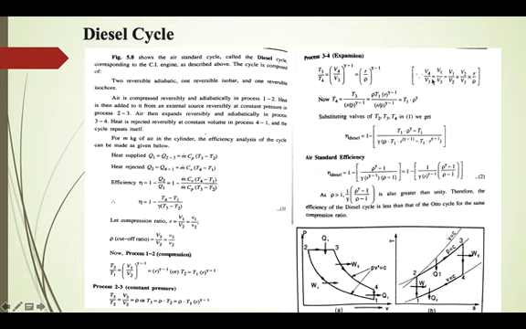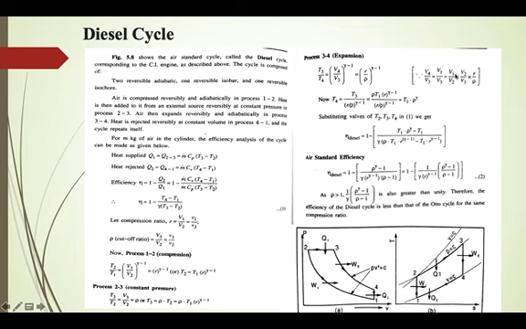Now here V4 by V3 is written as V1 by V3 because we know that V4 is equal to V1. So V1 by V3 is equal to V1 by V2 into V2 by V3. This can be done because V2 and V2 cancel out. It becomes V1 by V3.